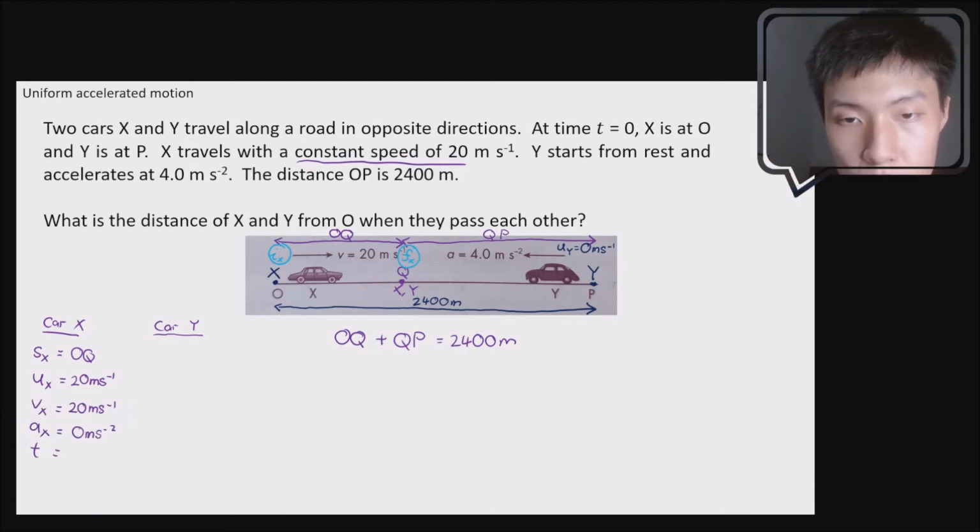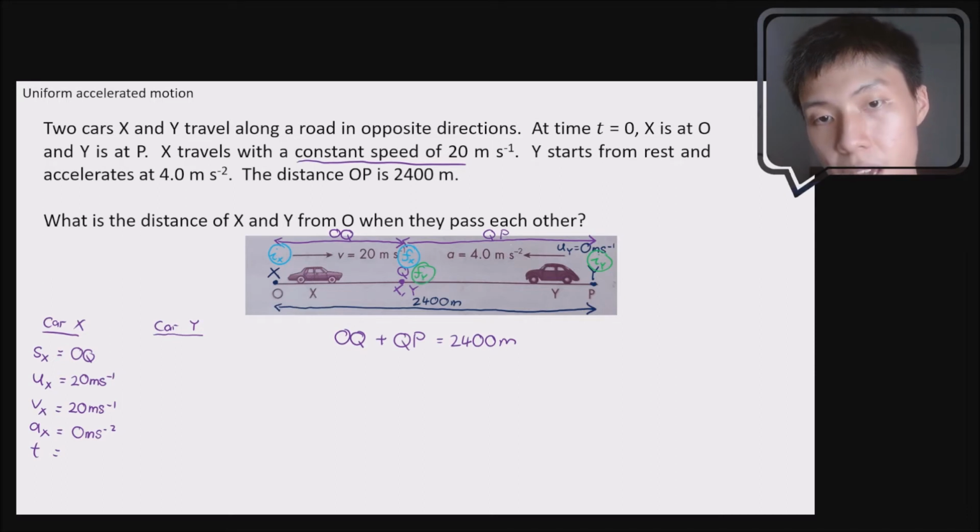Car Y, I'm going to use green color pen. So it starts initially at point P. So this will be my initial for car Y. Final, I'll be at the point where they pass each other. So this is final for car Y. Okay, so based on the initial and final position, let's determine our SUVAT for car Y.